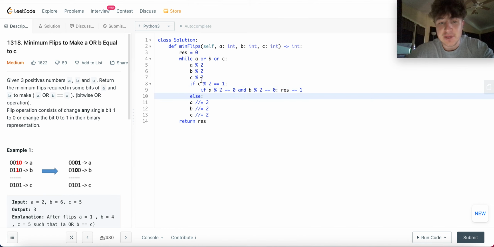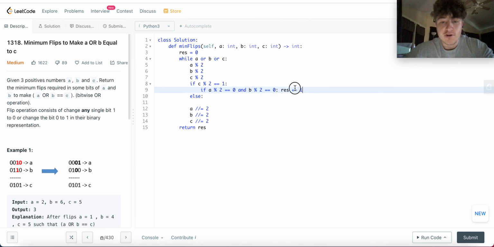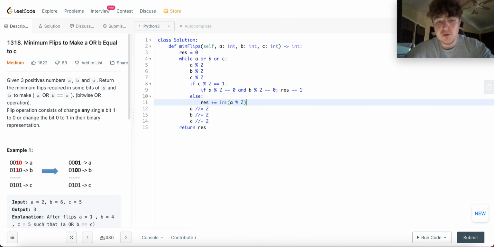Else, in this case, that means that C is 0. If C is 0, then A and B both have to be 0, right? So I'm going to convert this here, and I'm just going to say res plus equals int(A mod 2) plus int(B mod 2). So what I'm saying here is if this bit is a 1, then we need to spend 1 to convert it to a 0. So we add 1 to res. If this bit is a 1, we have to spend 1 to convert it to 0. So we add that to res.